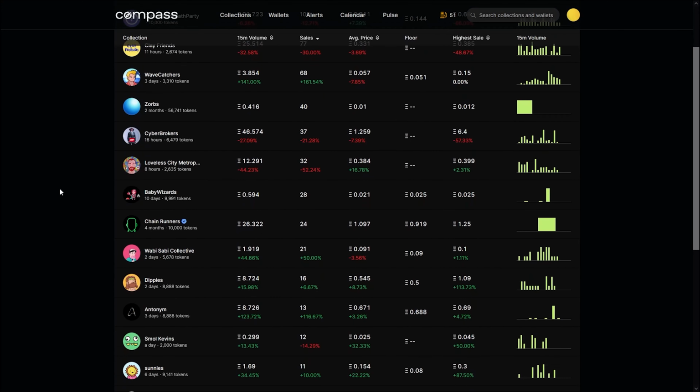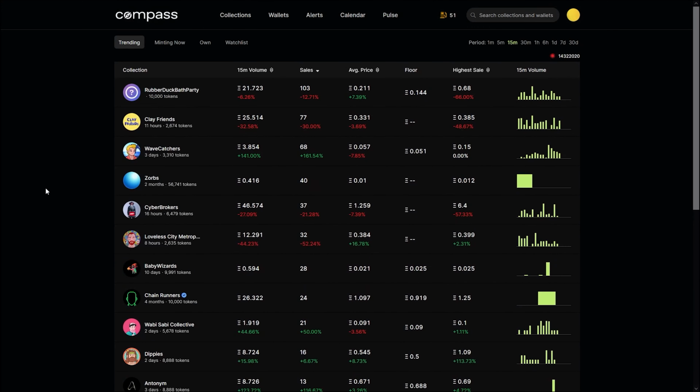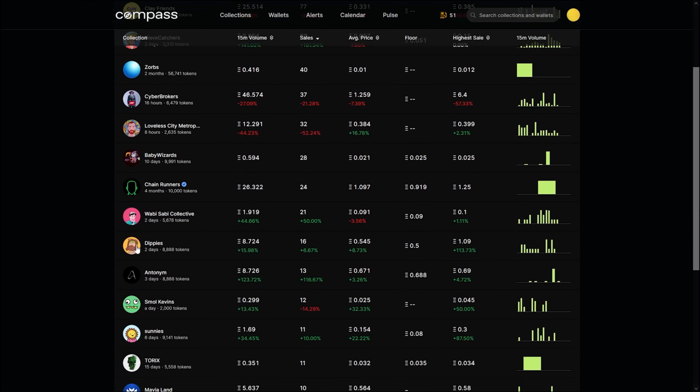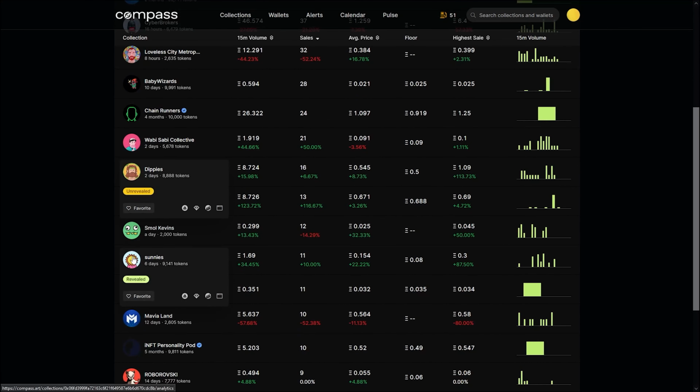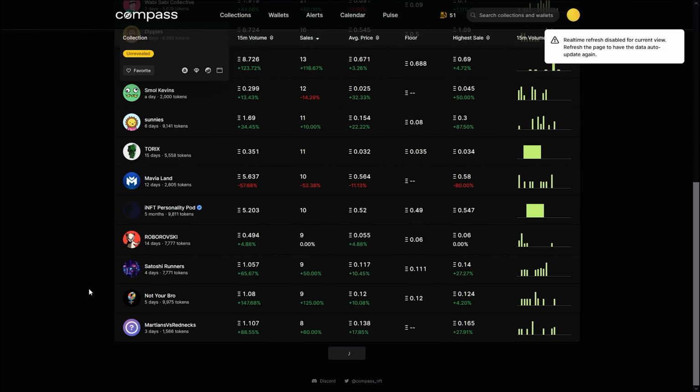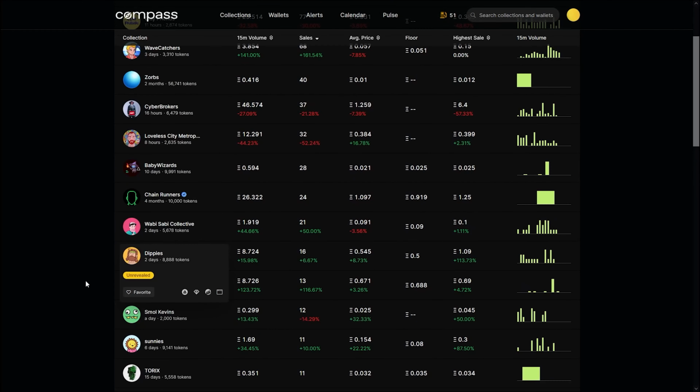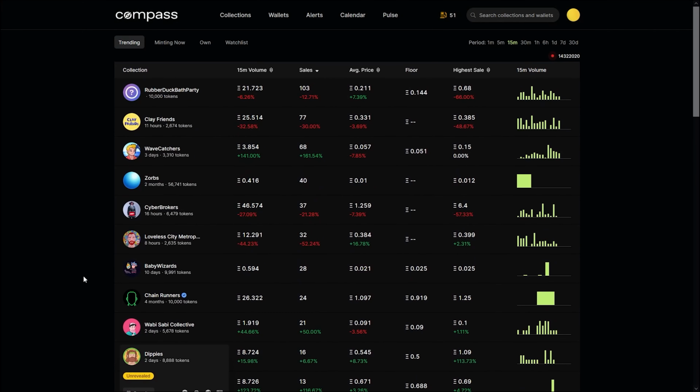A good example of this would be something like thick line art. As you see, there's a thick line art project, there's a thick line art project, another one here, and there could be even more farther down. This gives you a decent idea of what kind of collections are pumping in the market currently. So that can allow you to determine what collections you should be focusing on.